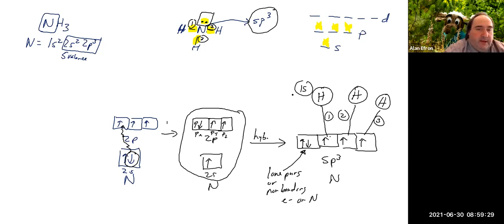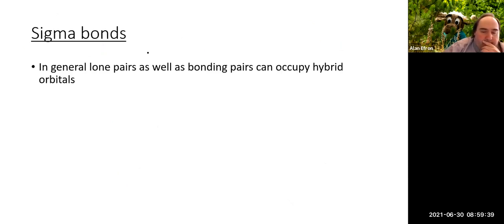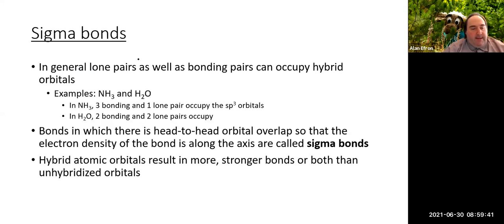So let's talk a little bit about these bonds and how we describe some of these bonds and these things that are happening here. Now, we describe these bonds and the overlapping that's occurring a couple of different ways. One way that we account for it is what is referred to as sigma bonds, and we'll talk about what that is in just a second.